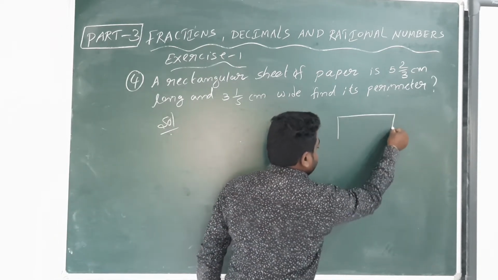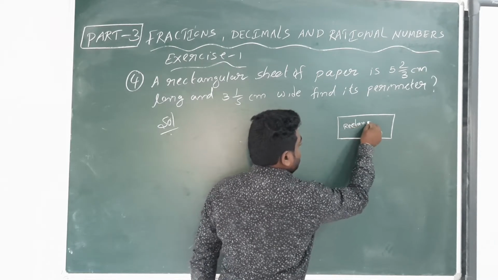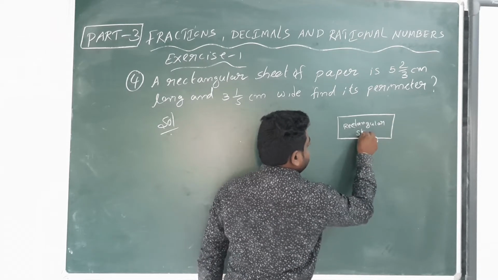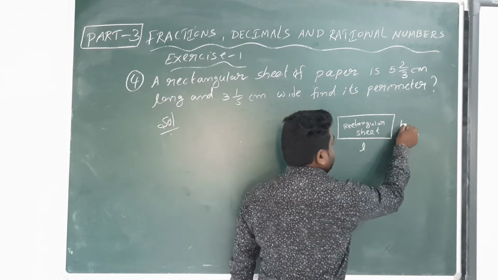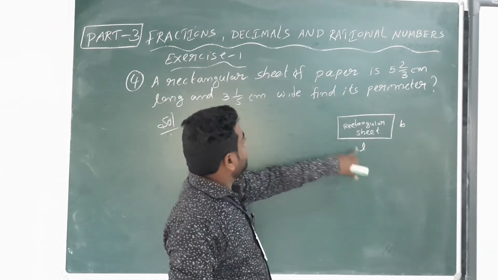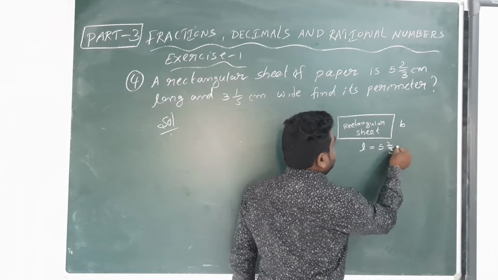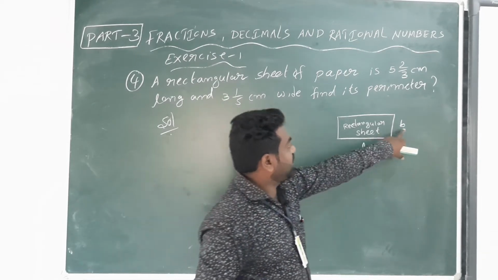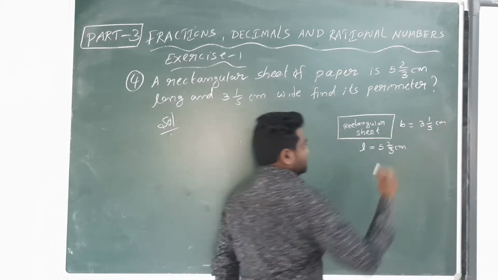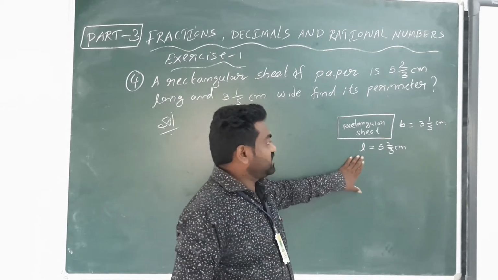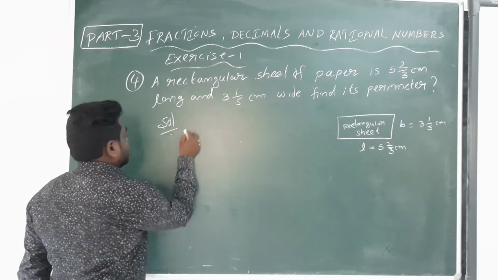This is a rectangular sheet. This is the length of the rectangular sheet, and the breadth of the rectangular sheet. Length L is equal to 5 2 by 3 centimeters. Breadth is 3 1 by 5 centimeters. Given.